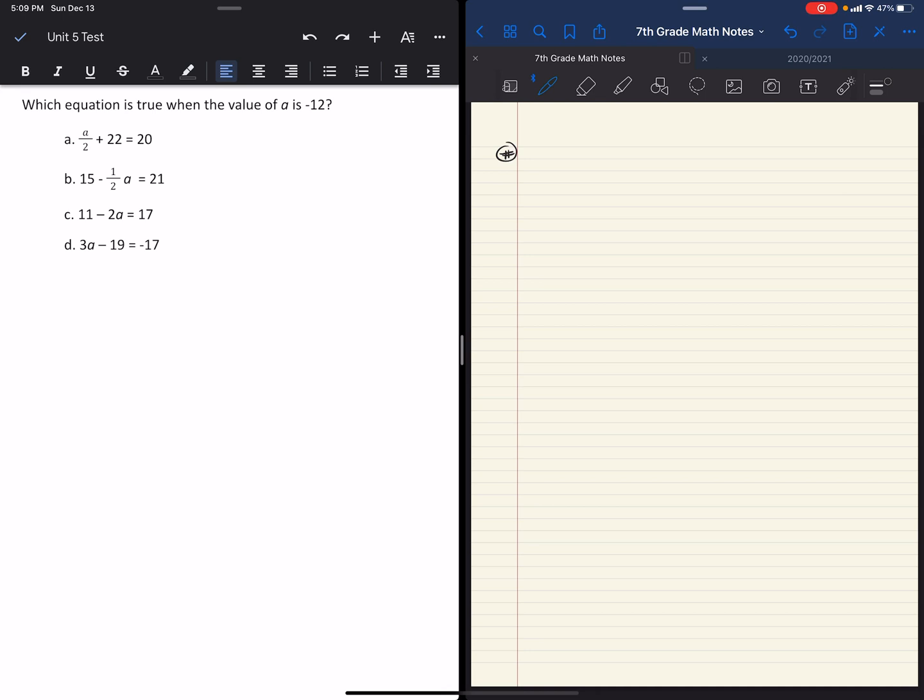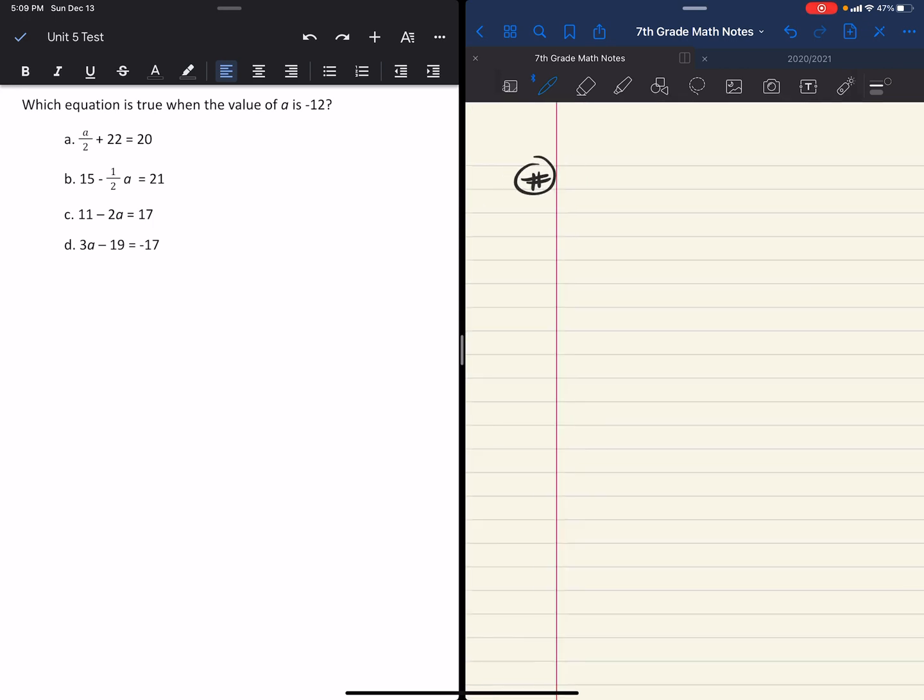A is A divided by 2 plus 22 equals 20. B is 15 minus half of A equals 21. C is 11 minus 2A equals 17. D is 3A minus 19 equals negative 17.